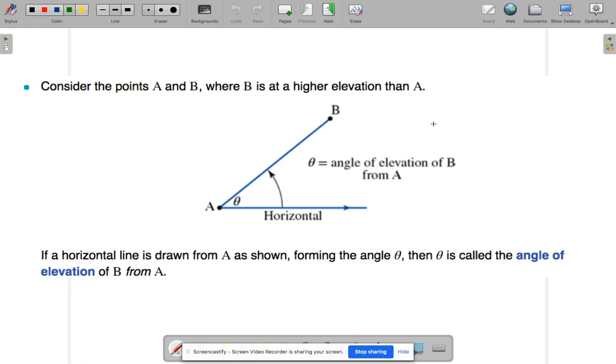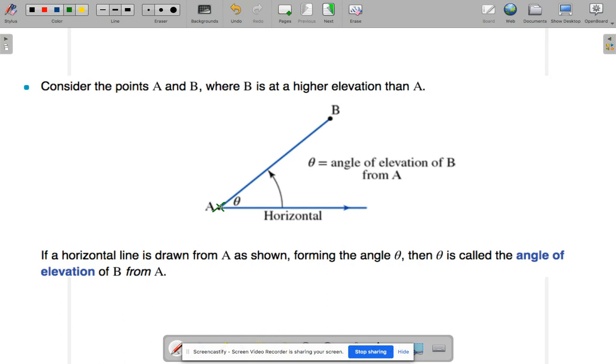Let's have a look at the angles of elevation and depression. First of all, the angle of elevation. Angle of elevation is the amount of degrees you have to look up from the horizontal to see an object up in the sky somewhere.